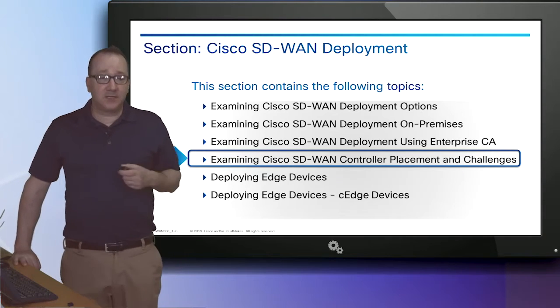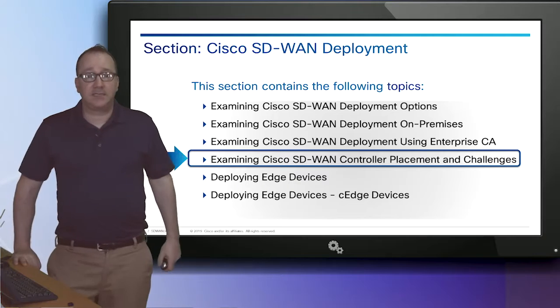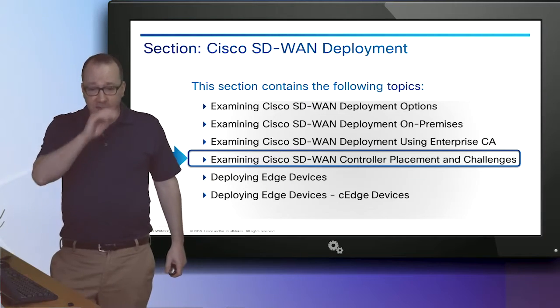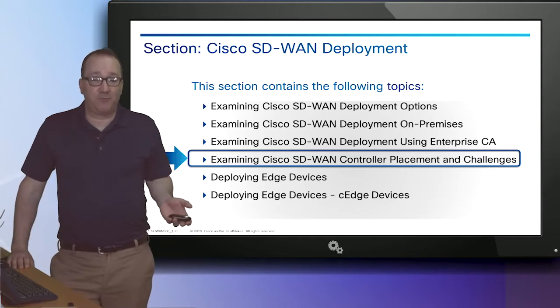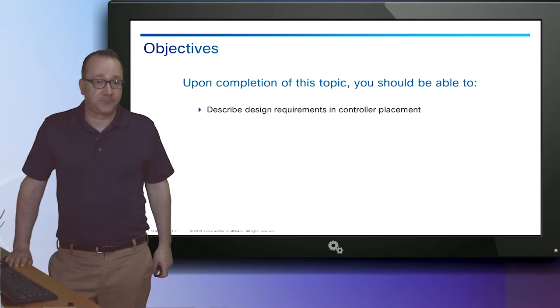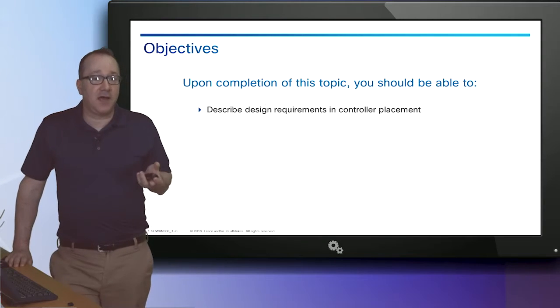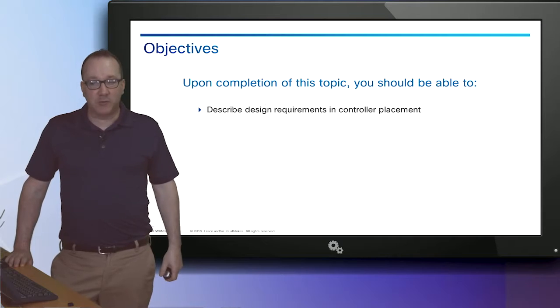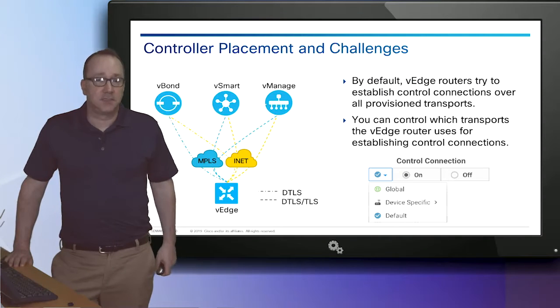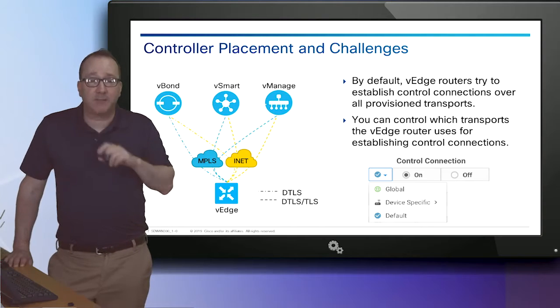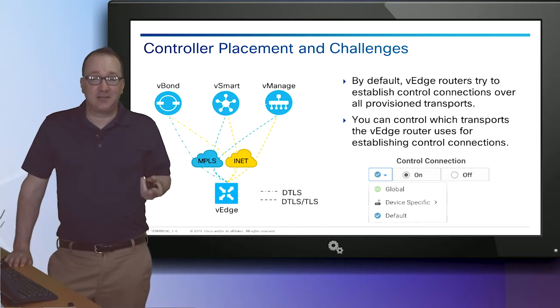So this lesson is going to cover where we place these in the public or the private cloud, or where in the enterprise we place them. And if you're a managed service provider, where would we set up to use that enterprise certificate authority? So when we're done, you should be able to set up the design requirements on where we should place these controllers. Placing controllers has specific challenges regarding reachability, NAT, and so forth.